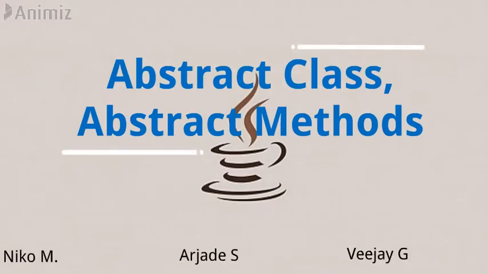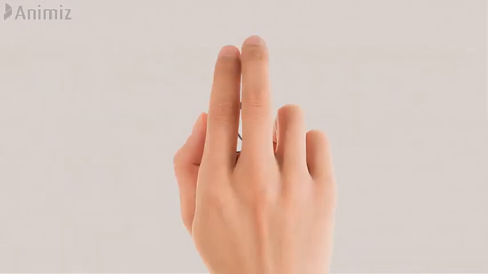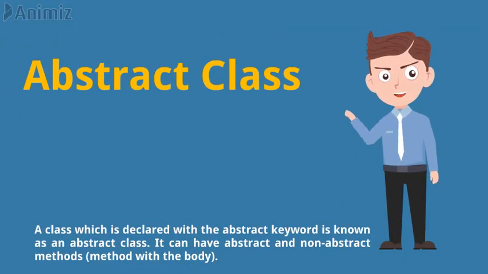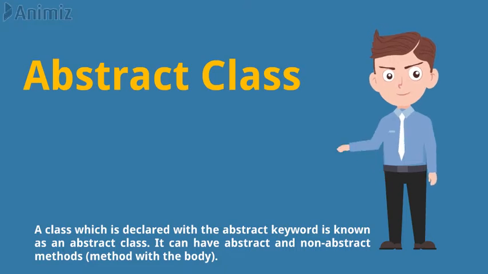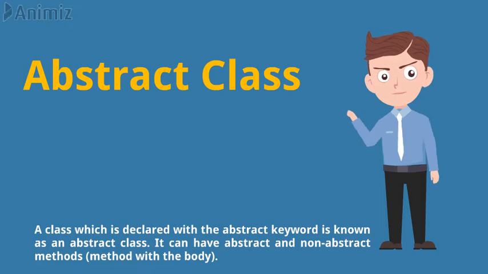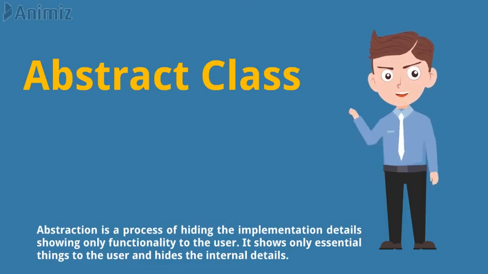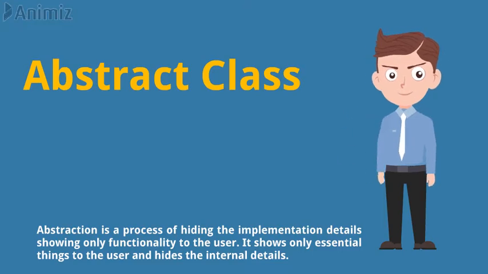Abstract class, abstract methods. A class which is declared with the abstract keyword is known as an abstract class. It can have abstract and non-abstract methods, that is, methods with a body. Abstraction is a process of hiding the implementation details, showing only functionality to the user.